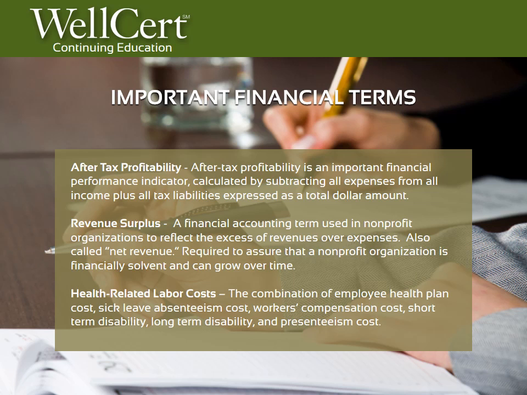And health-related labor costs is defined as the combination of employee health plan costs, that's both the employer and employee portion, sick leave absenteeism cost, workers' compensation cost, short-term disability cost, long-term disability cost, and presenteeism-related cost. So those are the five major areas. The disability insurance includes both short-term and long-term. So if we count that as five, those are the five major health-related labor costs.